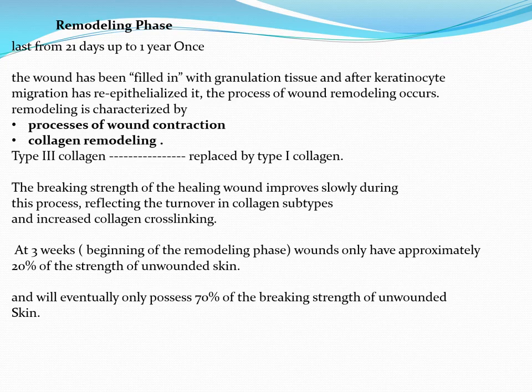Collagen type 3 is not a strong kind of collagen that can hold the strength of the wound and protect the wound from reopening. So we need a stronger kind of collagen. Collagen type 1 is the definitive and final collagen that should replace collagen type 3 in order to make the wound stronger. And that is the main thing that occurs in the remodeling phase.